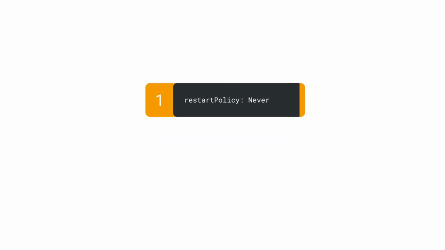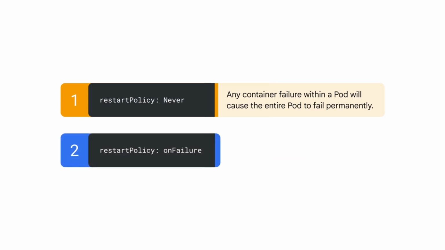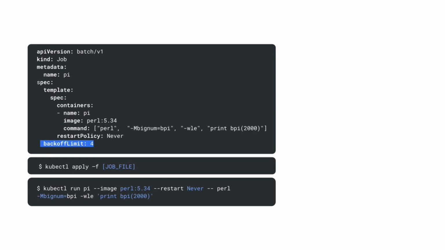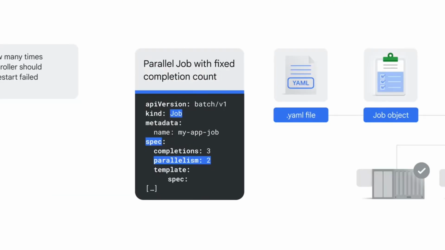If the restart policy is set to never, it means that any container failure within a pod will cause the entire pod to fail permanently. In response, the job controller will automatically create a new pod to continue the task. If set to on failure, the pod remains on the node, but the container restarts. And then there is a back-off limit field that controls how many times the job controller should attempt to restart failed pods before considering the job itself has failed.